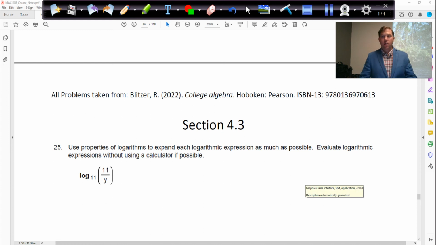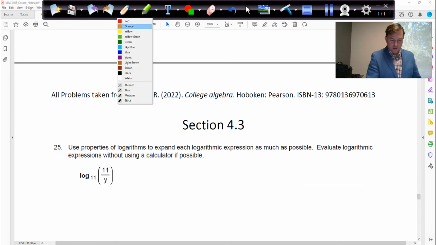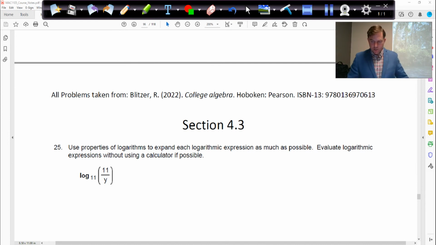Okay, in section 4.3 we're going to continue our discussion on logarithms, and we're going to learn a bunch of rules. So let's just learn the rules as we go. I'll break them down for us. It says use properties of logarithms to expand each logarithm. So we're going to take one log and make it into several.